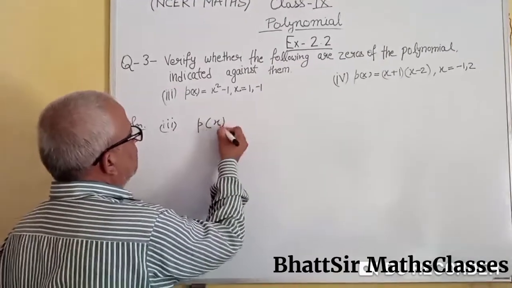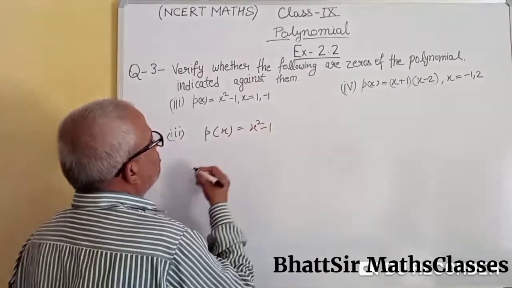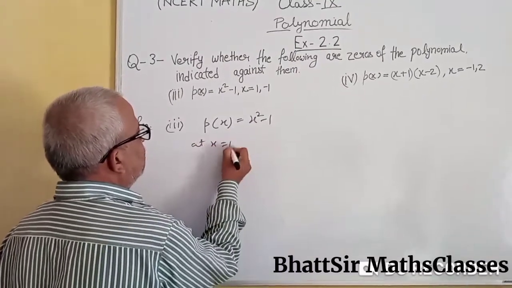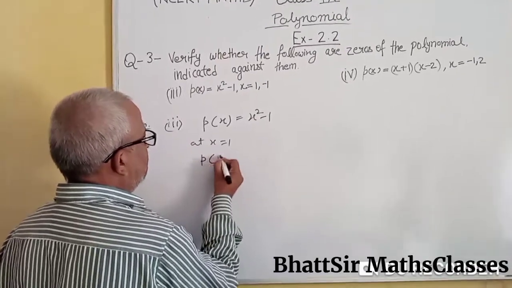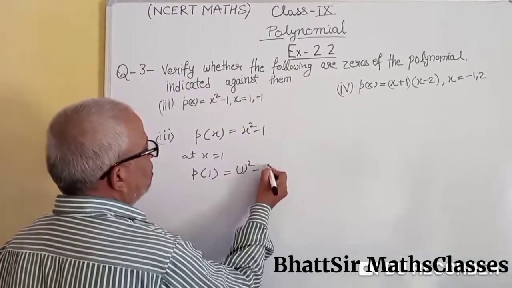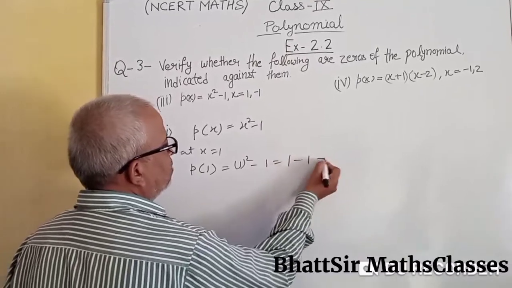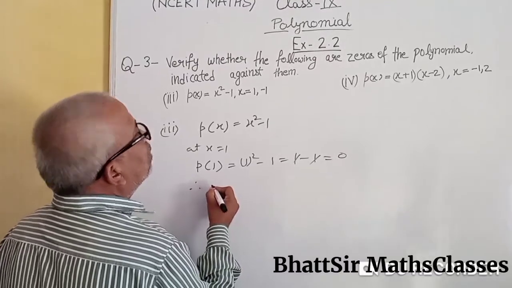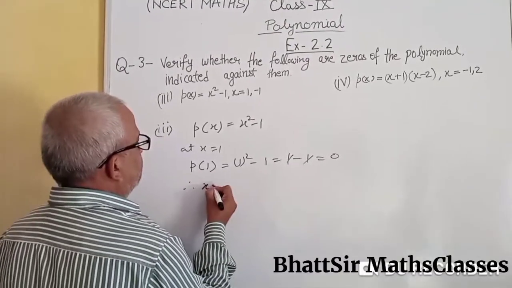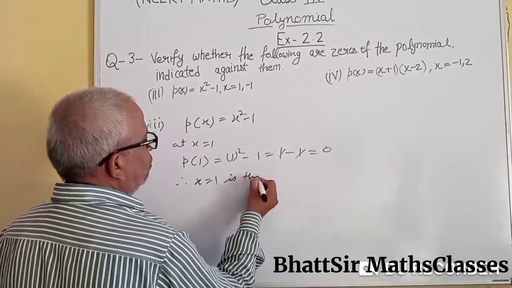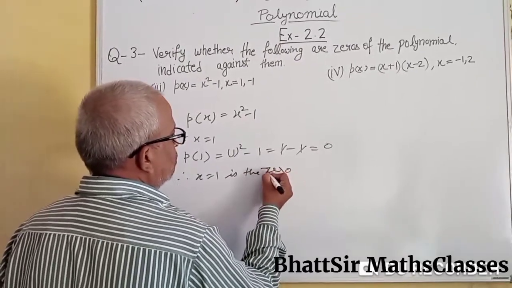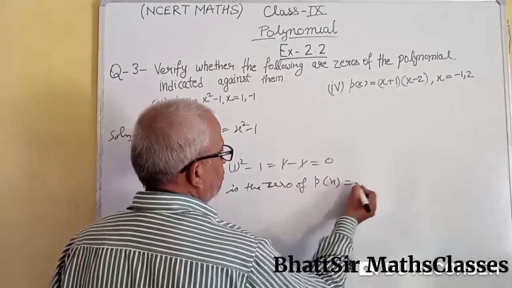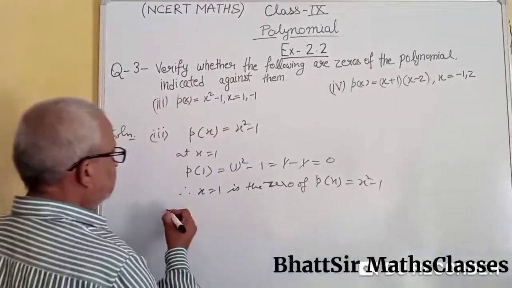P(x) equal to x square minus 1 at x equal to 1. So P(1) equal to 1 square minus 1, equal to 1 minus 1, equal to 0. Therefore, x equal to 1 is the zero of P(x) equal to x square minus 1.